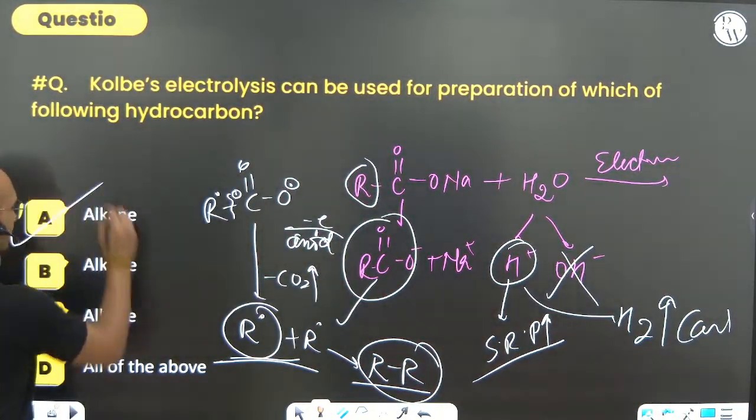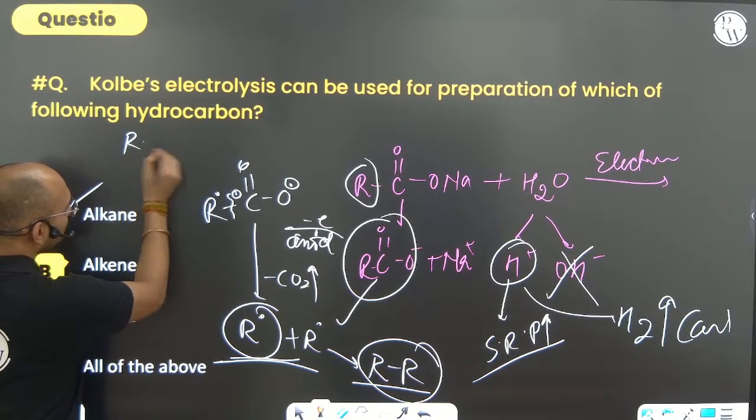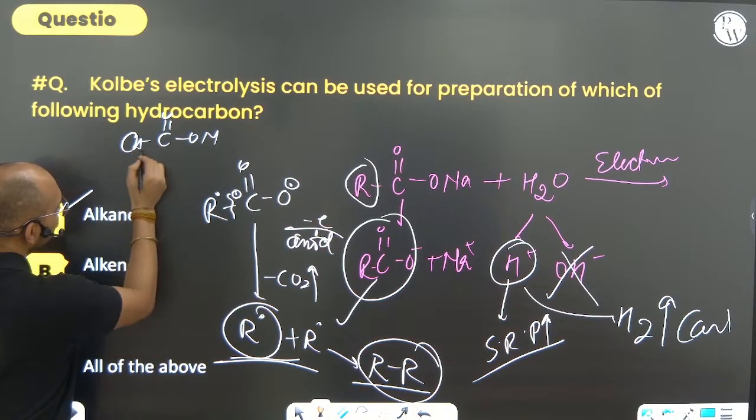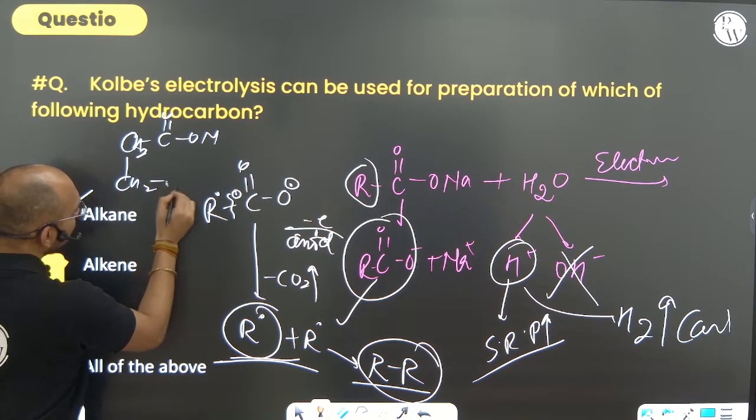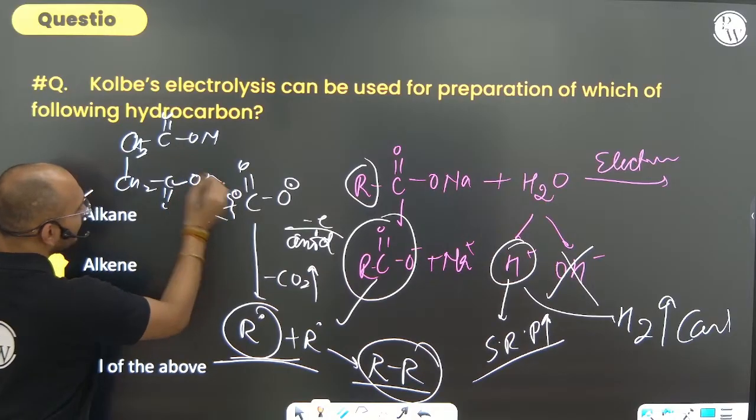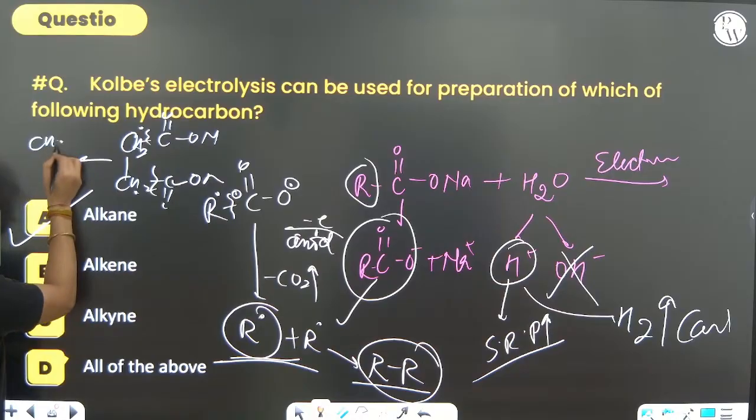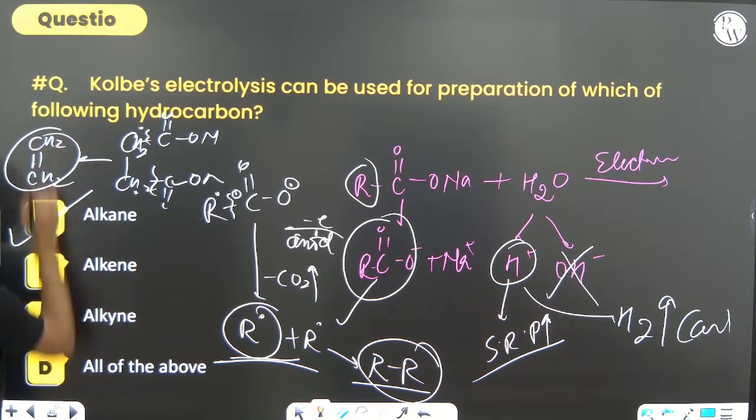So is an alkane formed? Yes. Can an alkene be formed? Yes, an alkene can also be formed. How can an alkene be formed? Let's say RCOONa, or we can say CH2CH2 with COONa on each side. What will happen here? Break this also, make the free radical, and it will convert into CH2=CH2. Was an alkene formed? Yes, an alkene was also formed.